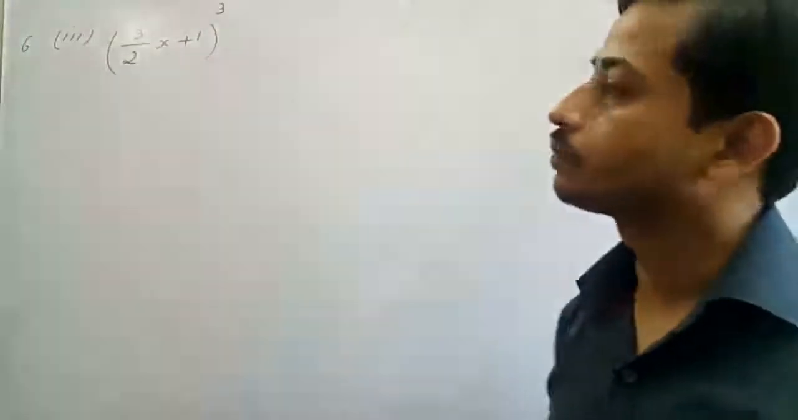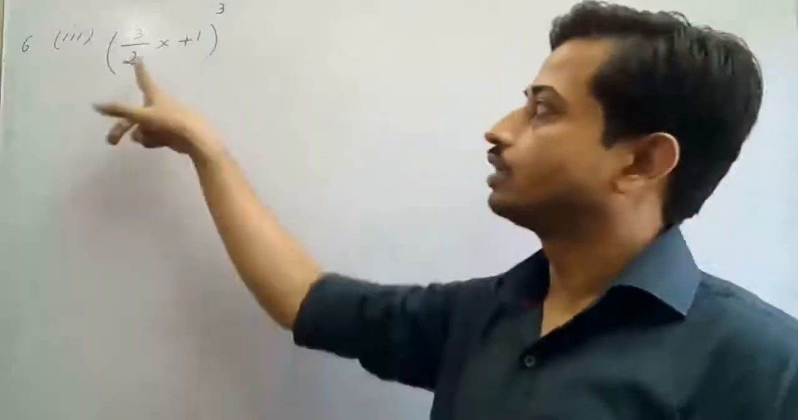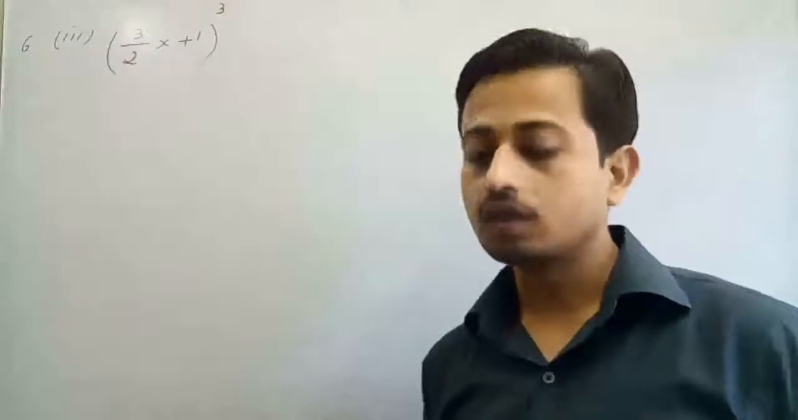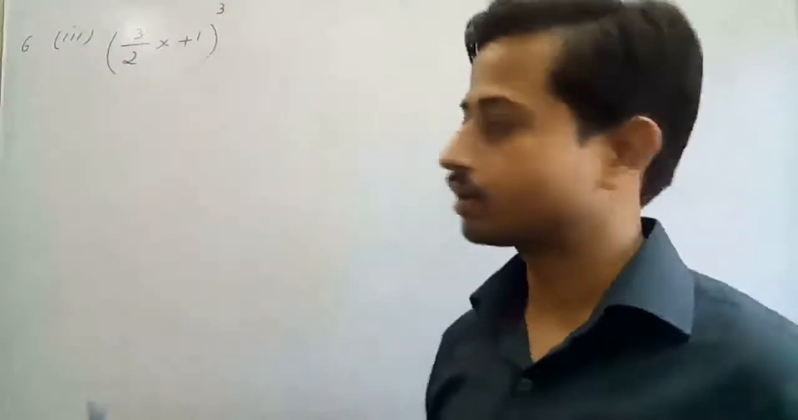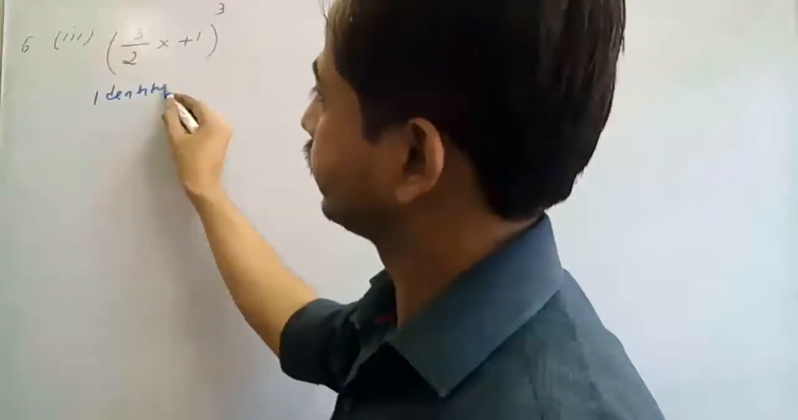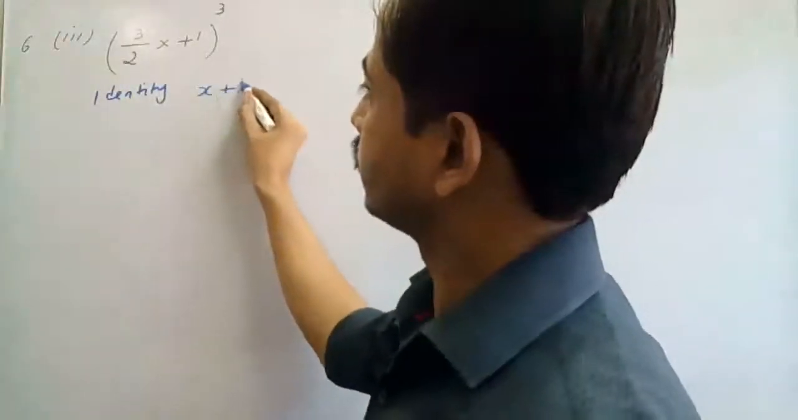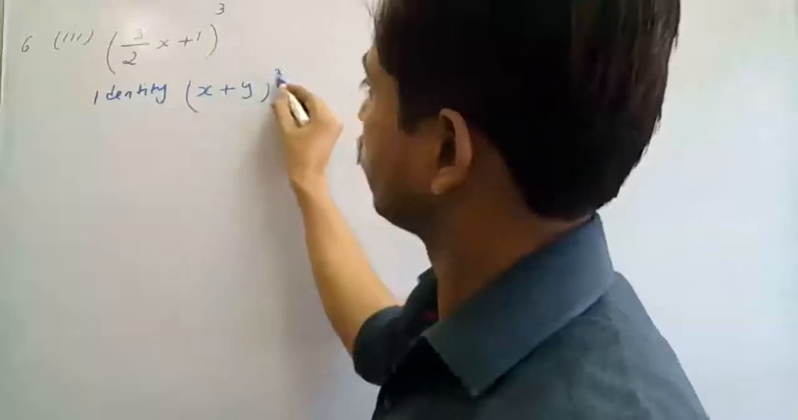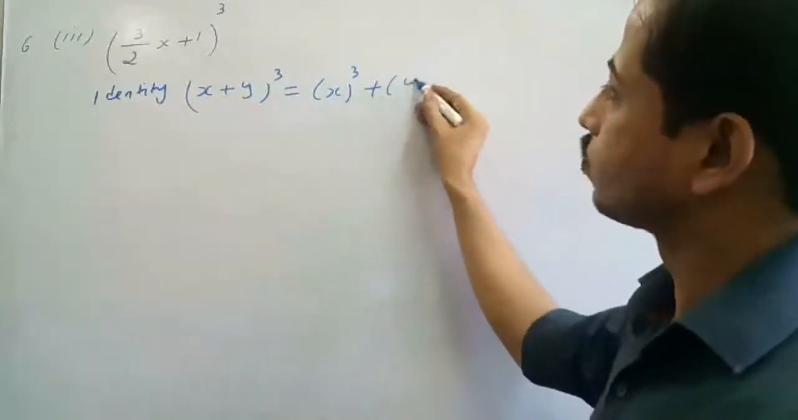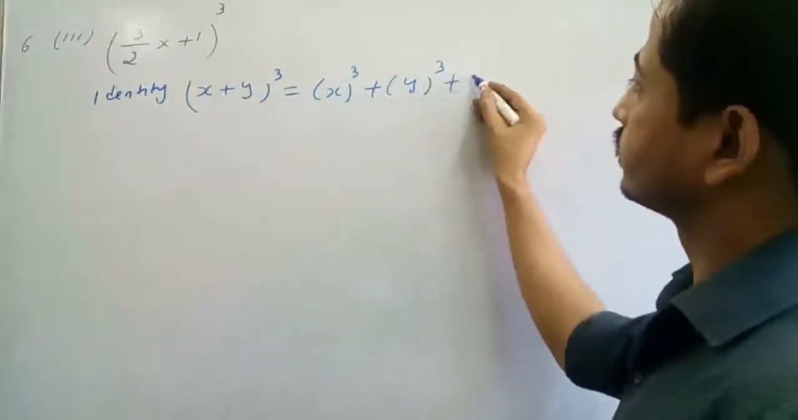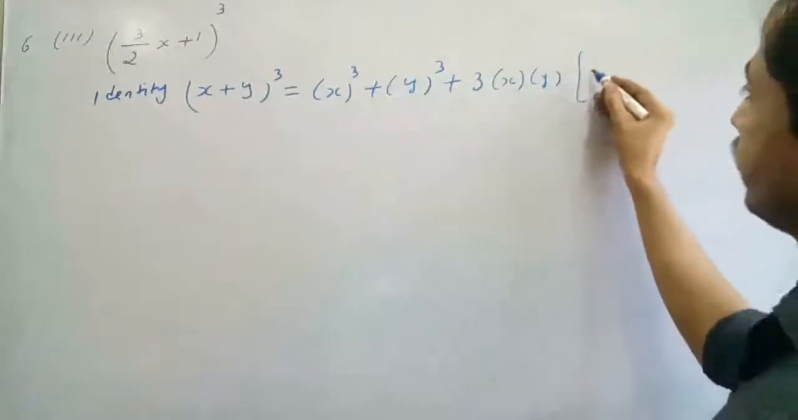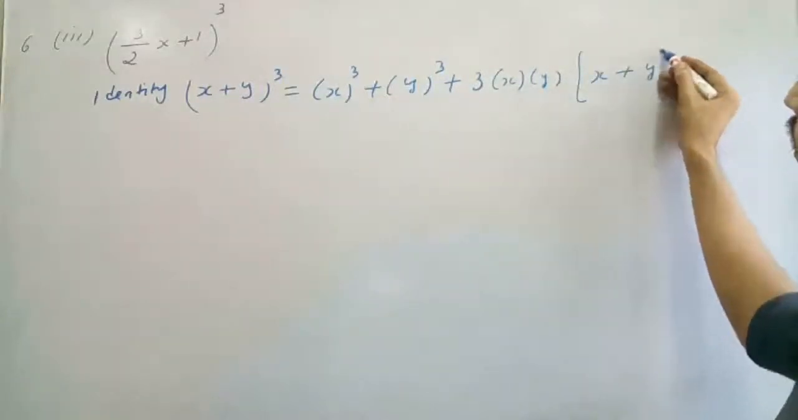Now look at the third part, question number 6. x plus y means (x plus y) whole cube. So it's very similar. Apply this identity. What is (x plus y) whole cube equal to? x cube plus y cube plus 3 multiply x multiply y, bracket x plus y.